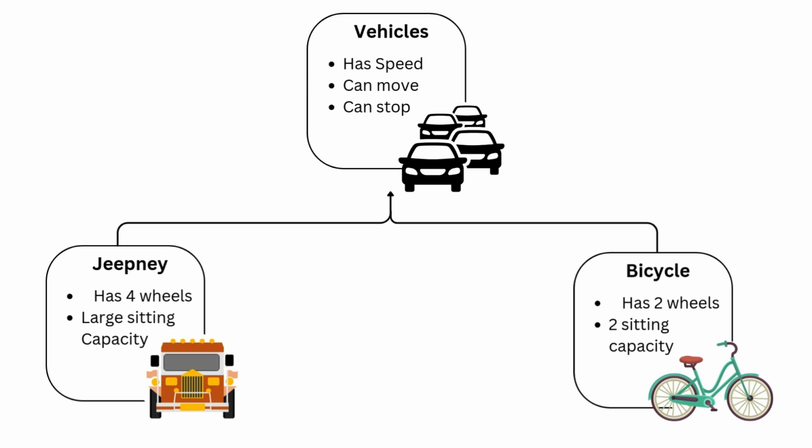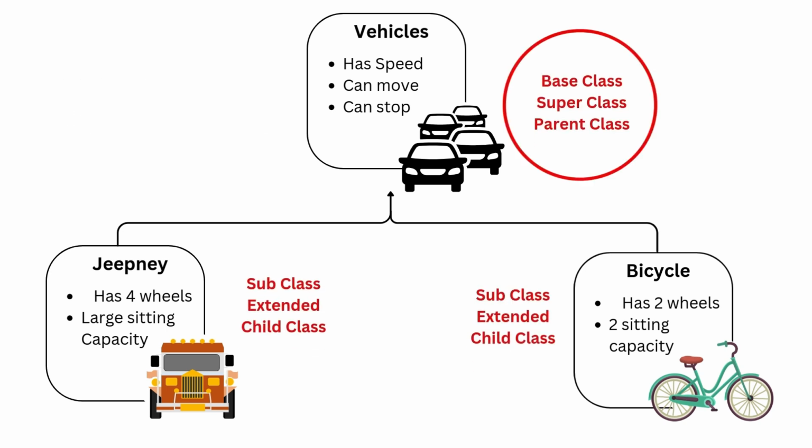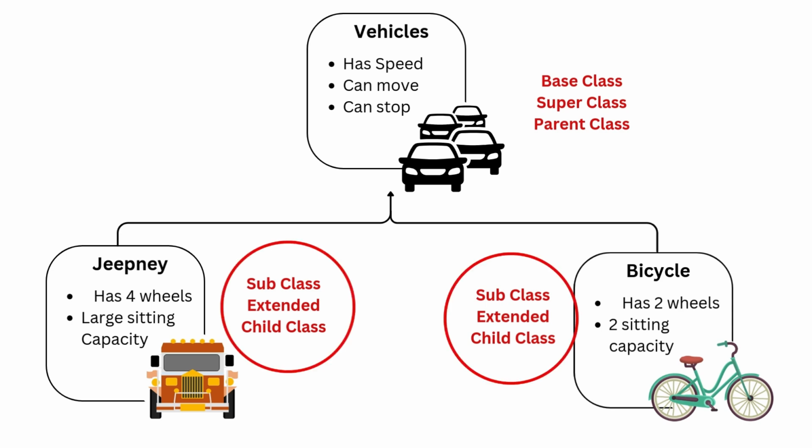A jeepney class and bicycle class can have an extra property and method of its own. It can extend the vehicle class. Therefore, we can say that inheritance defines the type of relationships. The class at the start of the hierarchy is called the base class, superclass, or parent class. Any class that is derived from the base class is called the subclass, extended class, or child class.